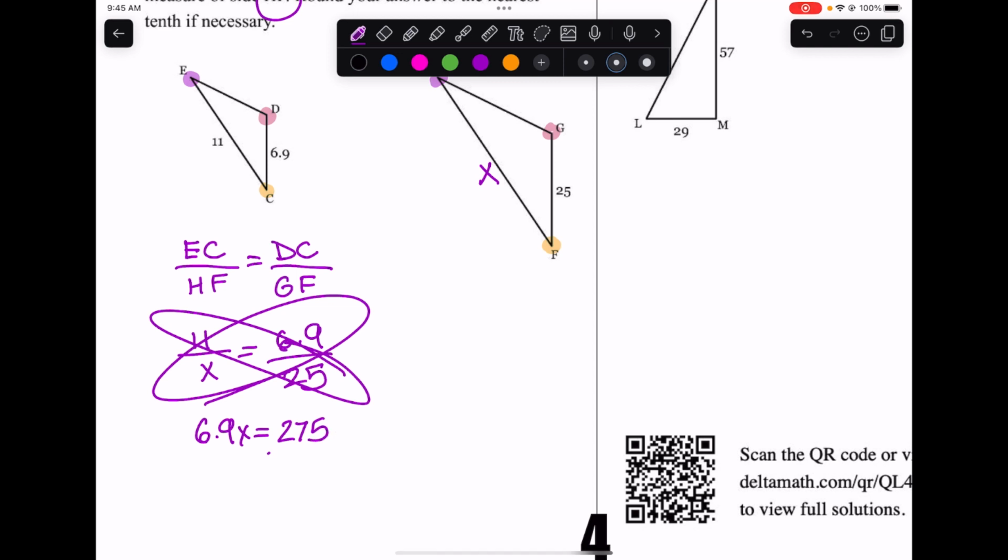275. Divide by 6.9. Again, we're going to get a long decimal, but we're going to round to the nearest tenth. Look next door, we're going to round up, 39.9.